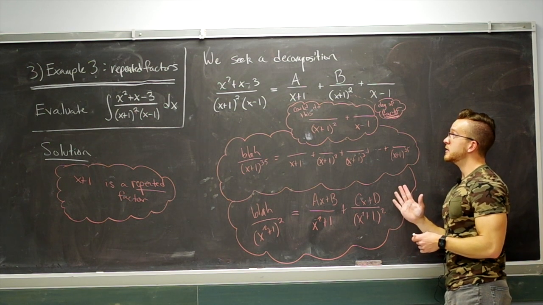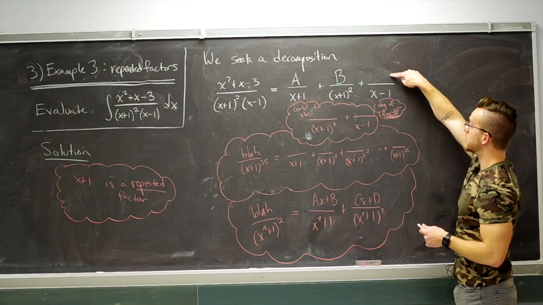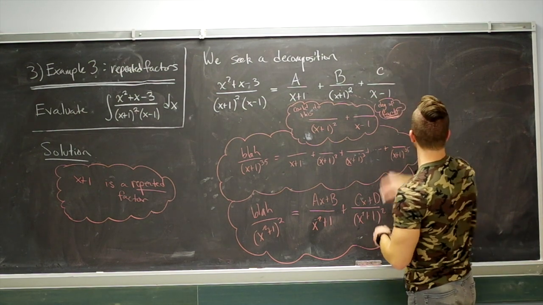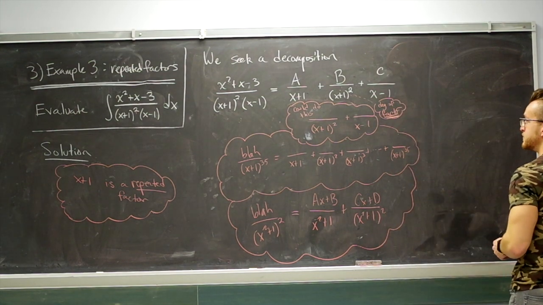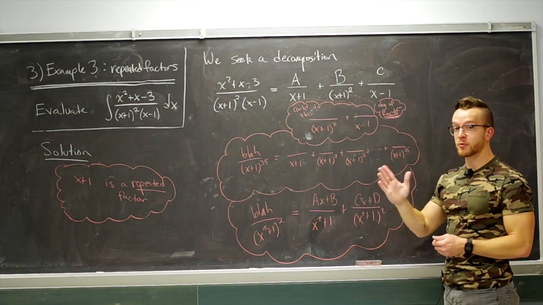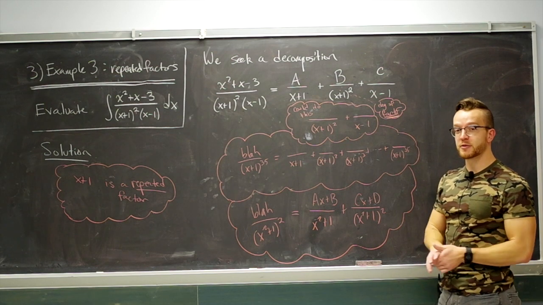Okay. So I've got a over x plus 1, b over x plus 1 squared, and then a linear factor again, so I'll just put a c here. Cool. This is the preferable decomposition for a repeated factor. Then from here, it's exactly the same as what we were doing.